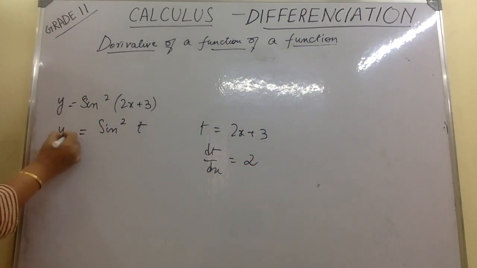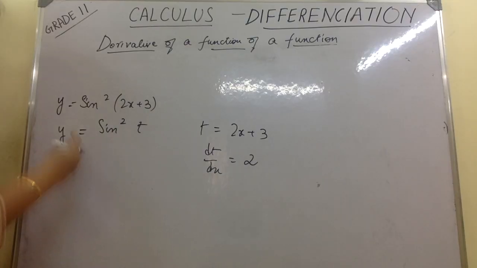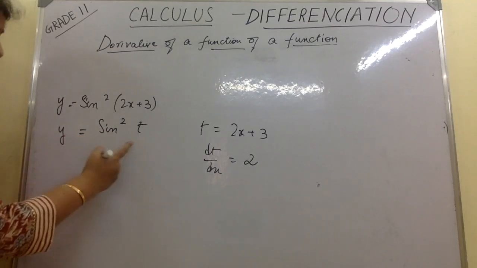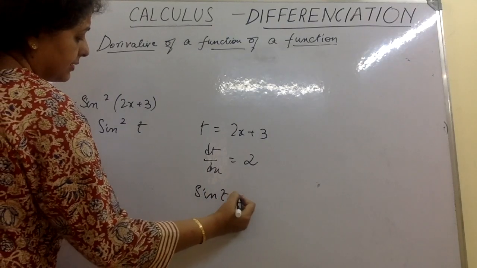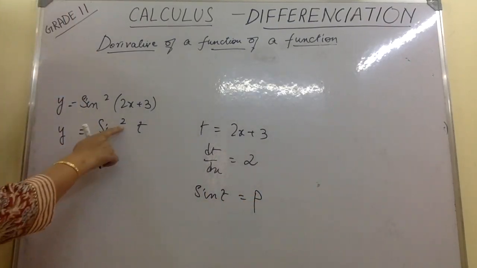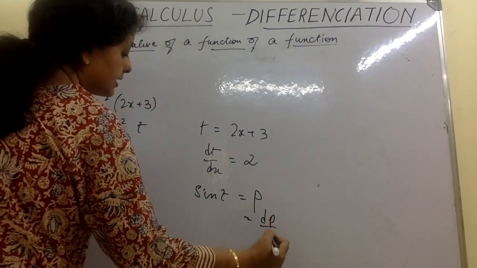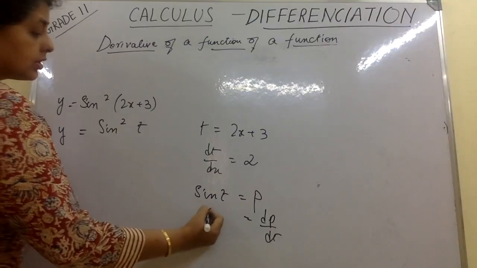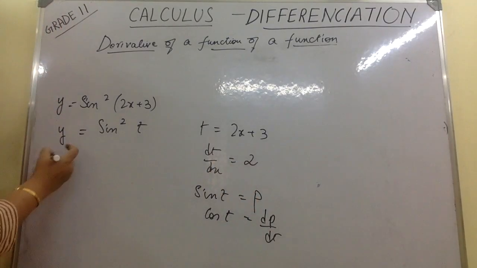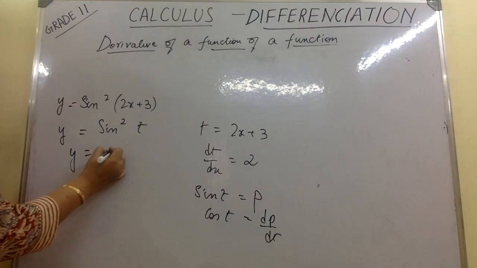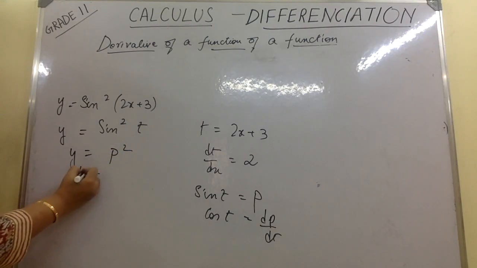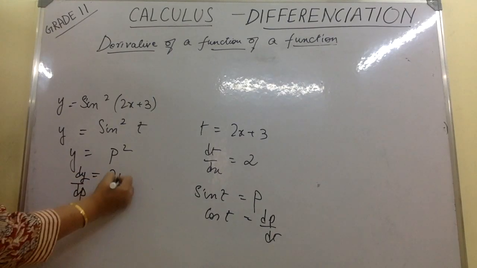Now this itself is not enough. Here sin t becomes a p, because here also there is a square. So sin t becomes p. dp by dt is equal to cos t. Now y is equal to p square, which is dy by dp is equal to 2p.